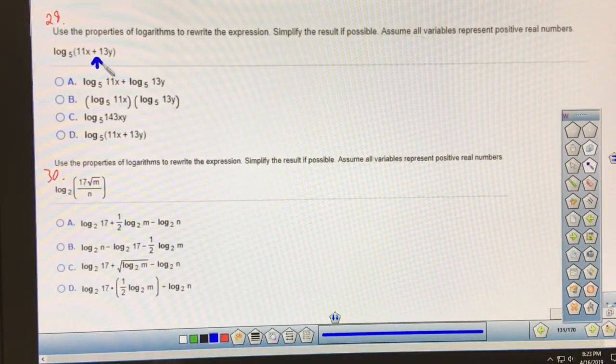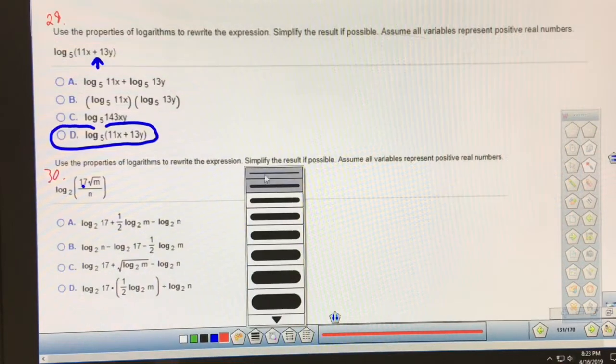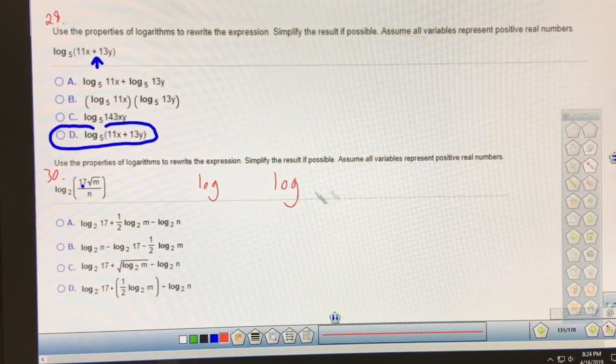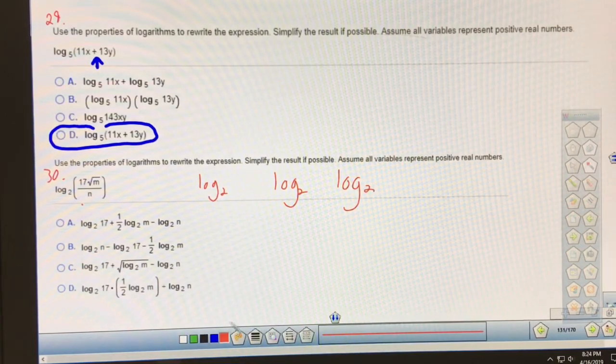Properties of logarithms. If it's separated by a plus sign, you can't do it. It's going to be the original. This one, see, there's 1, 2, 3 items. So that means I have to write log base 2 three times. Log base 2, base 2, base 2, 17, m, n.